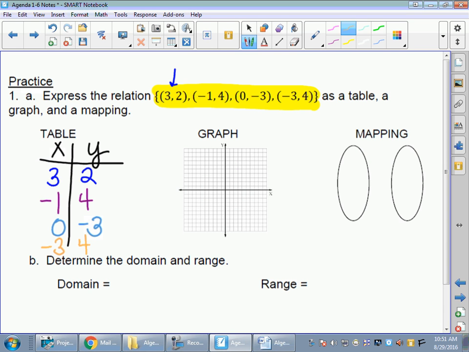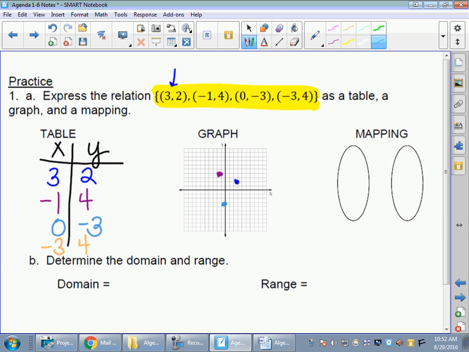We could make a graph, so we can actually plot those points. So 3, 2: over 3, up 2 lands over here in quadrant 1. My board's a little bit off. -1, 4. Whoops, I accidentally touched it. Let me try again. It lands somewhere around here. 0, -3: over 0, down 3.